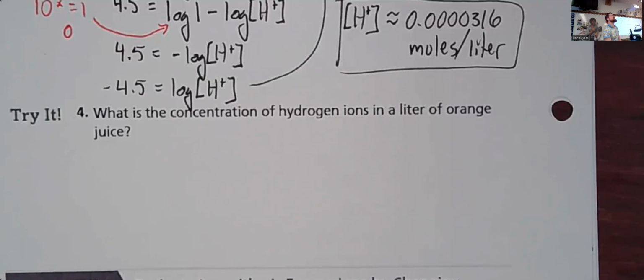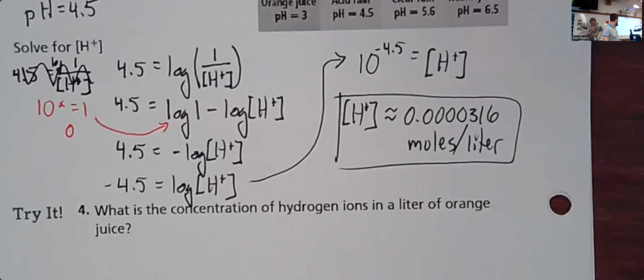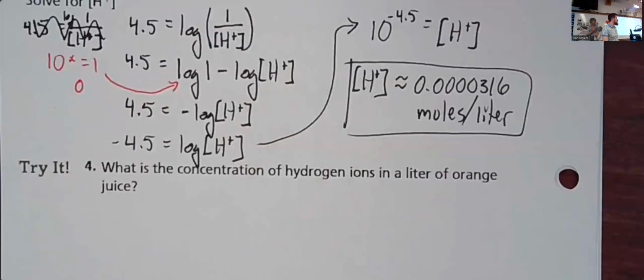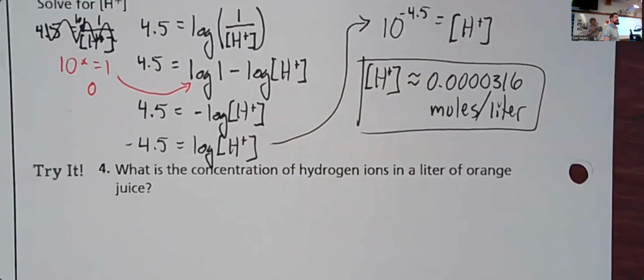You said you were taking notes. Yeah, that's good. Because the only thing that's different about orange juice versus acid rain is the pH level. All this math works exactly the same. It's just the value for pH is what we're going to swap in for the exponent as opposed to that value for pH. So what's the answer?